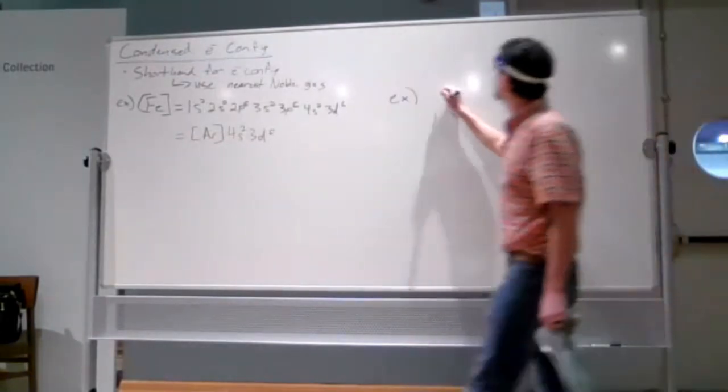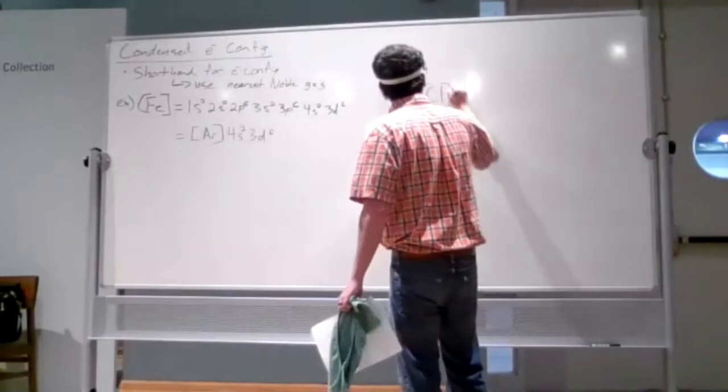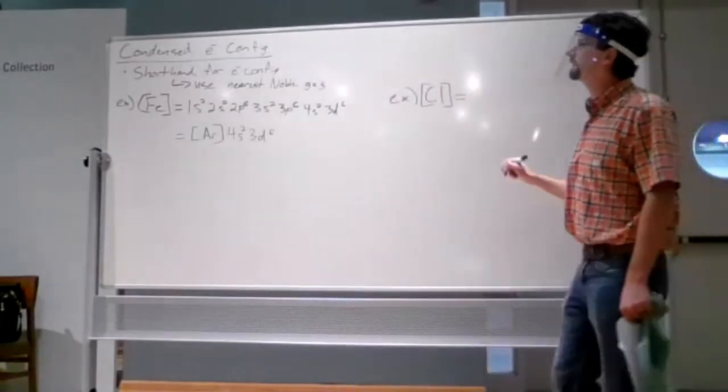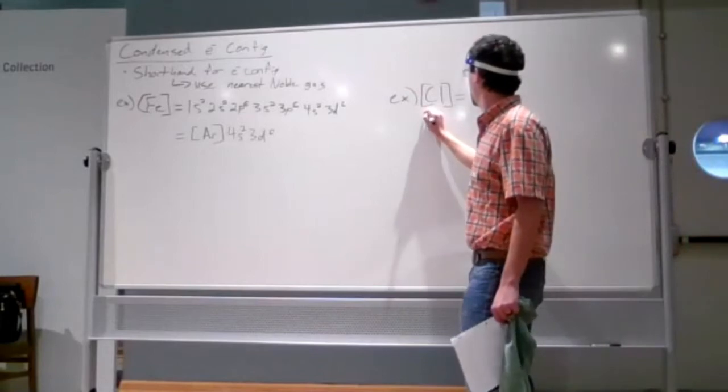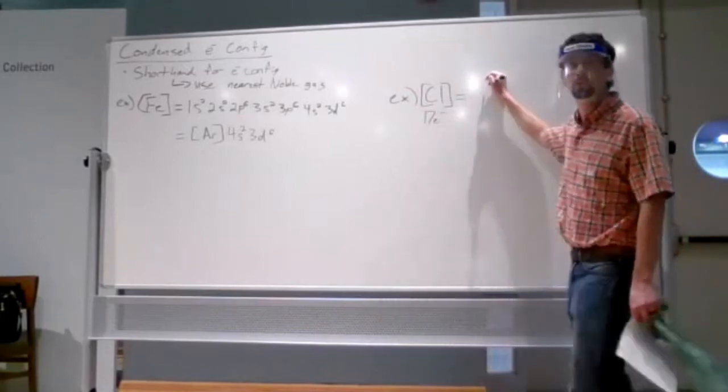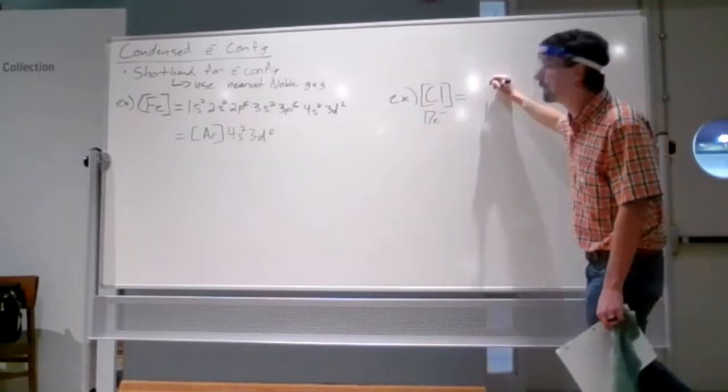Okay, chlorine. Let's write out the complete configuration for chlorine. How many electrons does chlorine have? Yep, 17 electrons. So start rambling off the configuration.